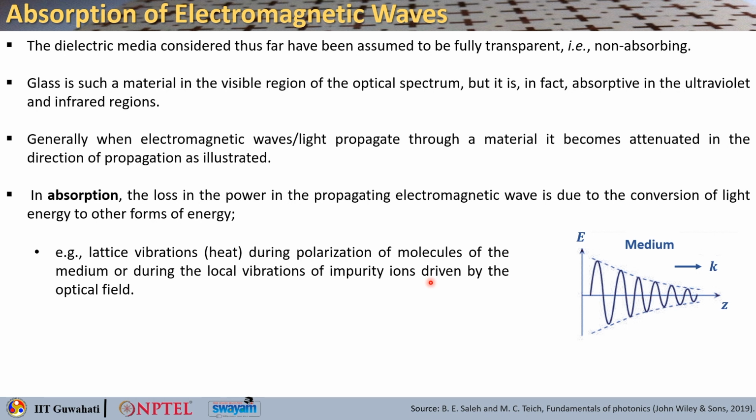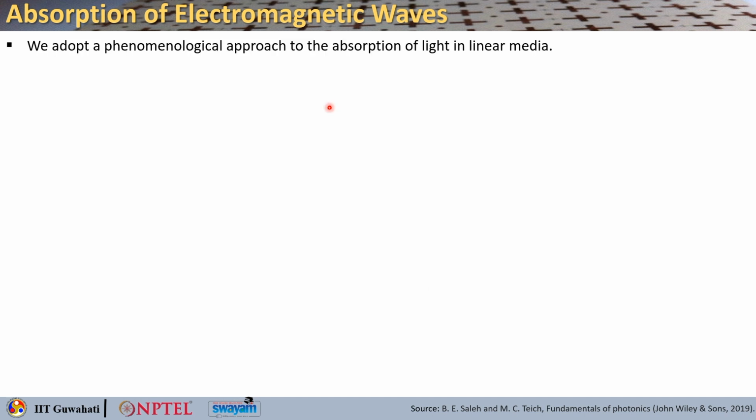Sometimes they get absorbed and transfer the energy to the phonons, so the material heats up after absorption, and so on. One example would be the lattice vibration or heat that comes during the polarization of molecules by the medium, or during the local vibrations of impurity ions driven by optical fields. So, let us adopt a phenomenological approach to the absorption of light in a linear medium.